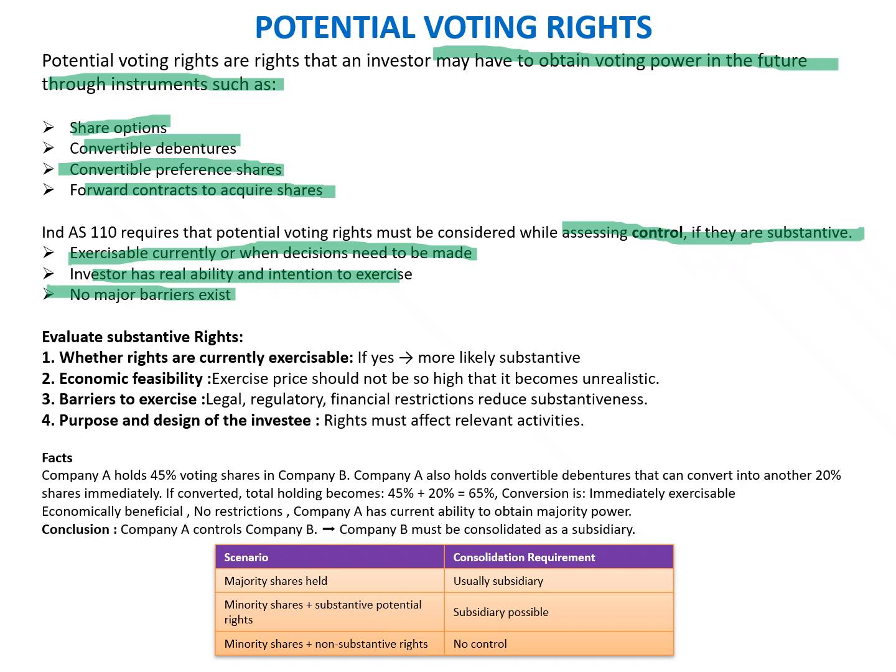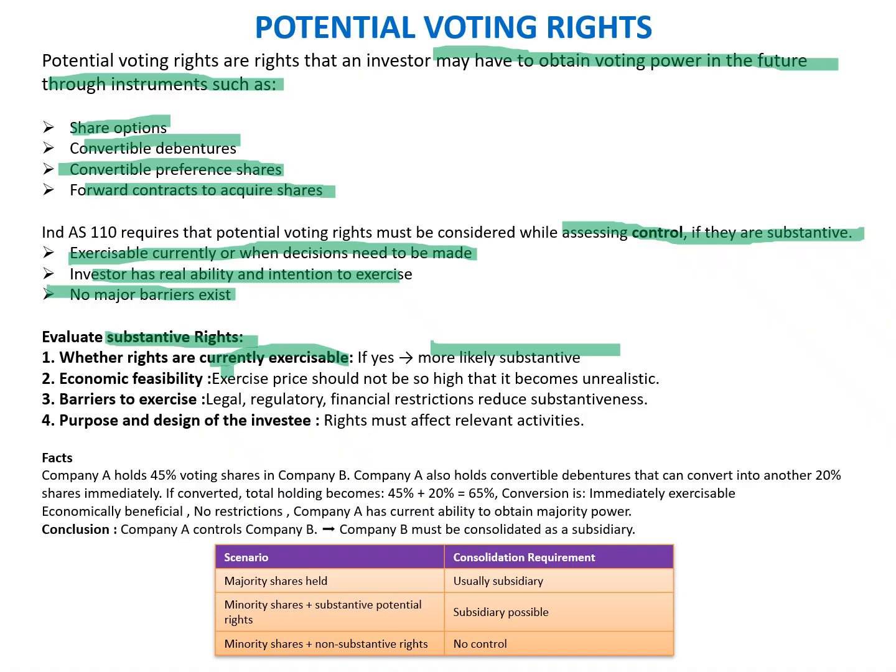So we'll quickly look at it first. The question is how we have to evaluate those substantive rights. First, whether the rights are currently exercisable, which means that the option is given and can be freely exercised at any point in time. If yes, then it is more likely substantive.